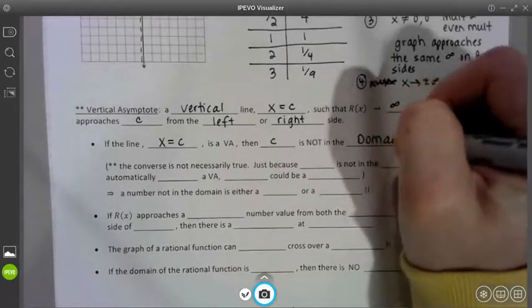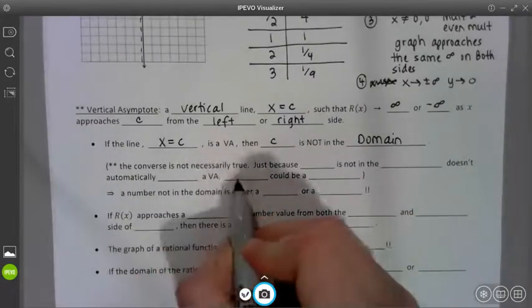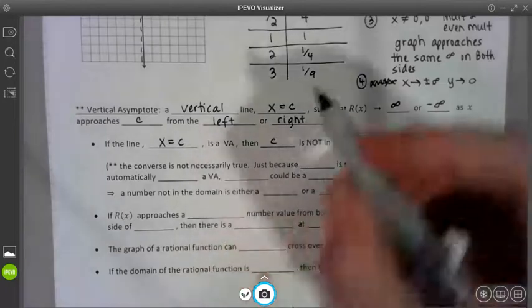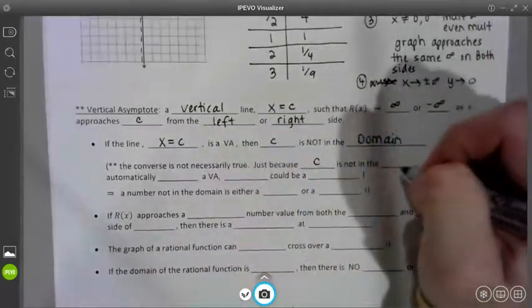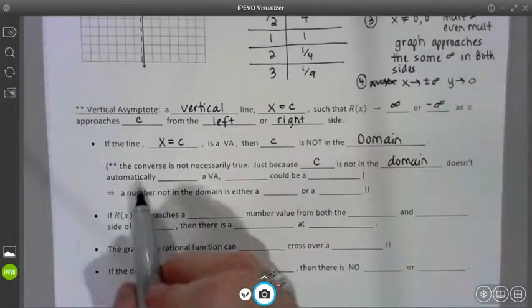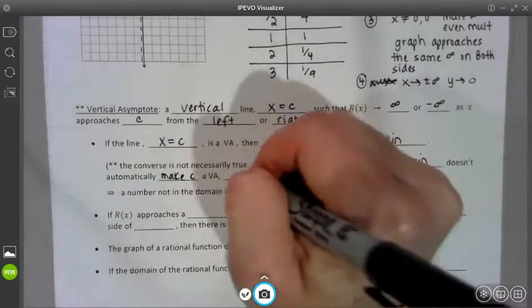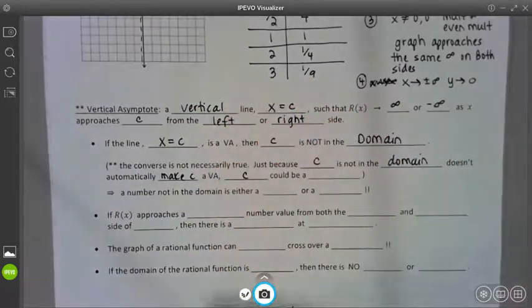If you're going to be a vertical asymptote, then you must have been a number that was not in the domain. However, the converse is not necessarily true. Just because c is not in the domain doesn't automatically make c a VA. c could be a hole.